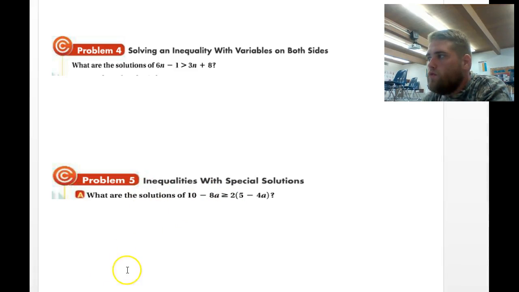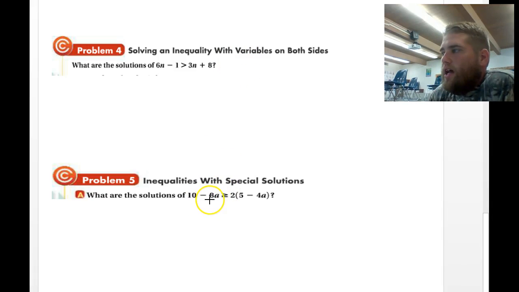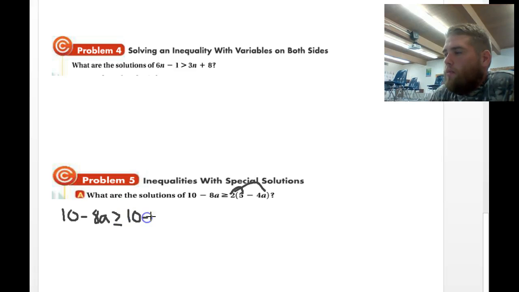Okay? So I have 10, I'm just going to go back to standard. Let's go gray. Okay? So I have 10 minus 8a is greater than or equal to 2 times 5 minus 4a. So first thing I would notice is that I need to distribute this 2. So I have 10 minus 8a is greater than or equal to 10 minus 8a.